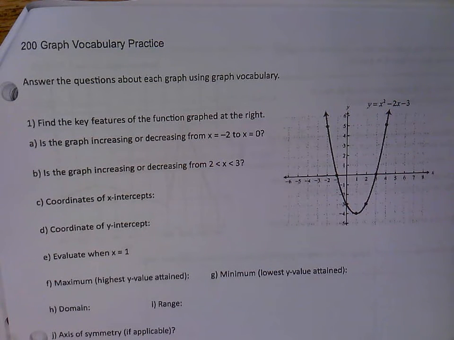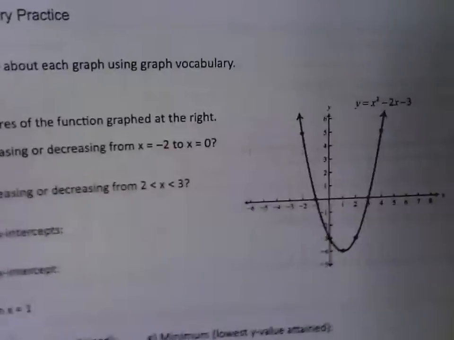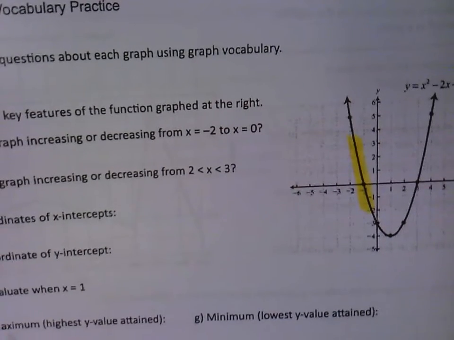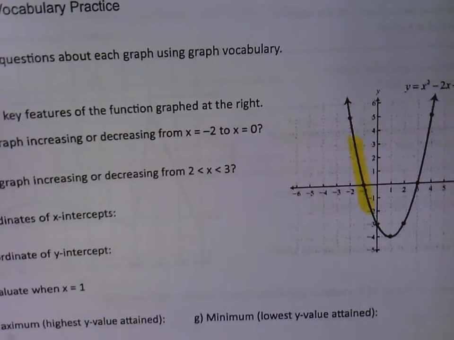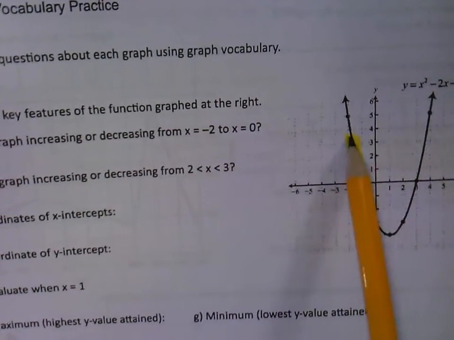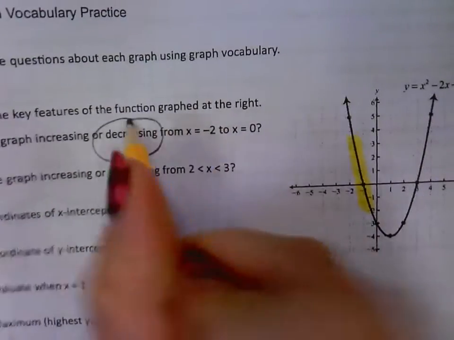This says, is the graph increasing or decreasing from -2 to 0? So I'm looking at that stretch of the graph. What do you think? I'm looking right here. From -2 to 0. What's that part of the graph doing? Increasing or decreasing? As you move your pencil from left to right, it is pointing down. It is decreasing. So you can circle decreasing for part A.